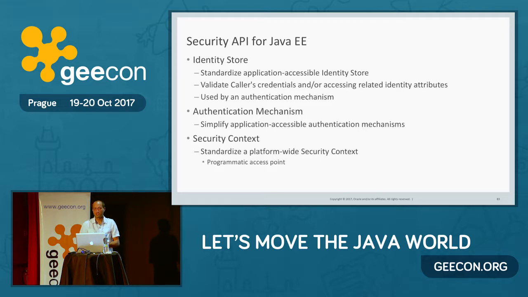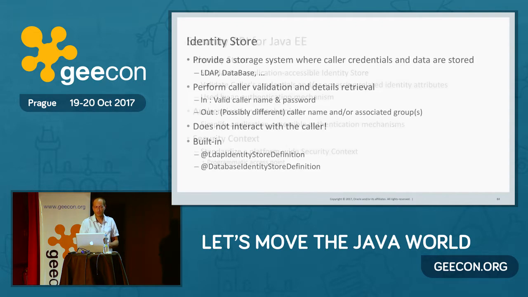Basically these days, or before EE 8, in EJBs, there was a special API to get the user principal. The same, or a similar method, was in the Servlet API, and this API tries to standardize this in one common place, but also allows you to use it for earlier versions of the API.